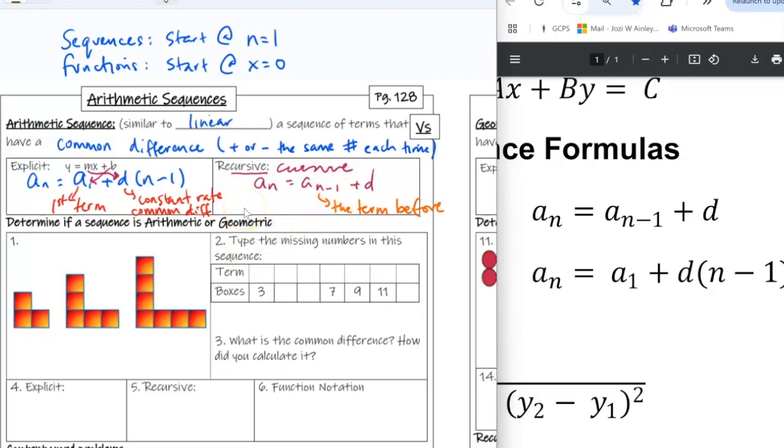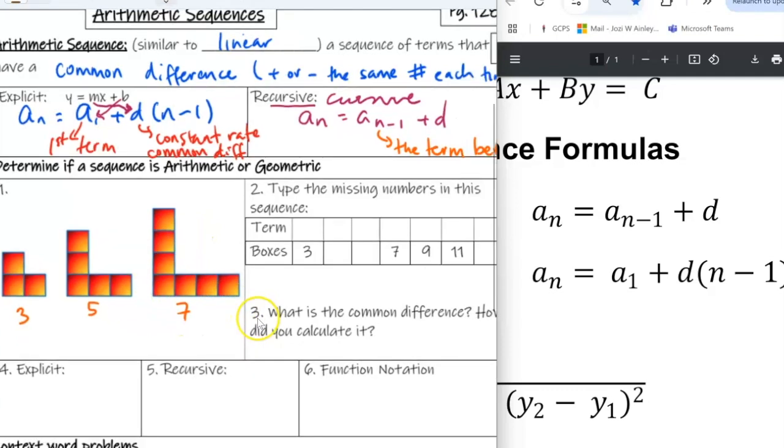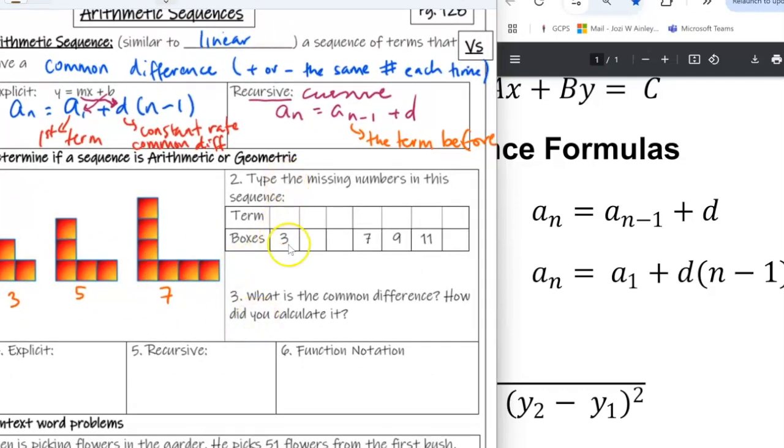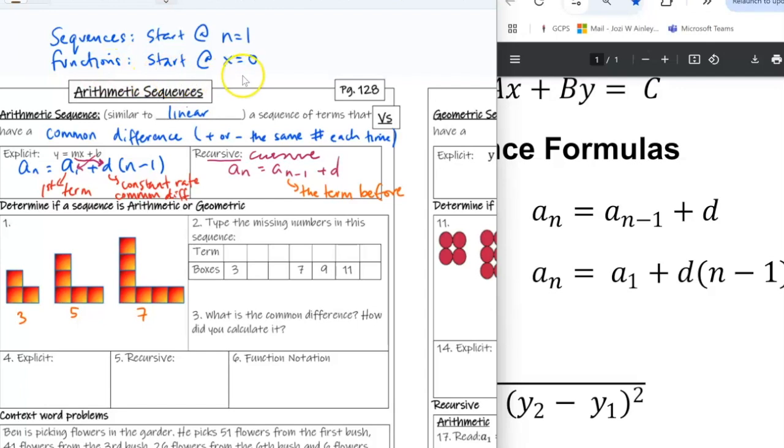Let's look at an example really quickly. Count the number of boxes. How many boxes do you see there? 3. How many boxes do you see here? 3, 4, 5. How many boxes do you see here? 1, 2, 3, 4, 5, 6, 7. We're going to put that in a table. You take your pattern and put it in the table. What term gives me the number of boxes? 3, the first one. Remember, sequences start at 1, functions start at 0. So this is not the 0, this is the first one. So the first term is 3.